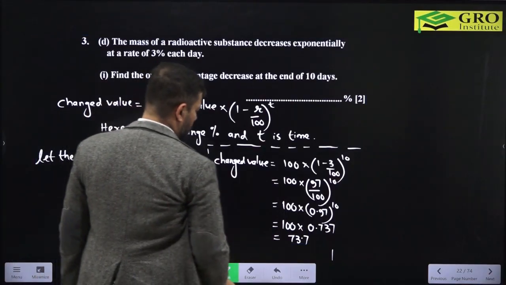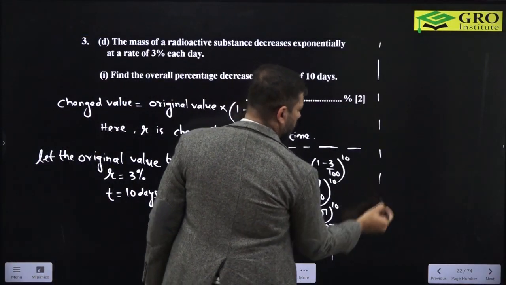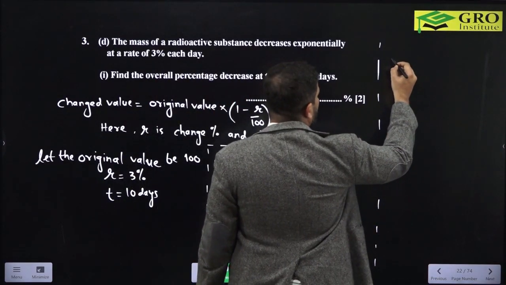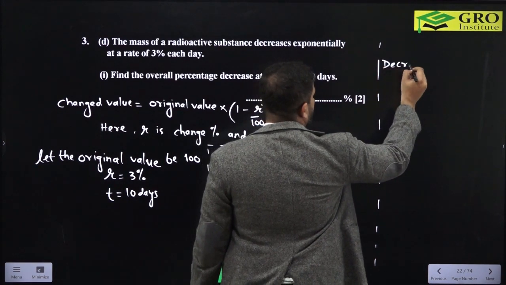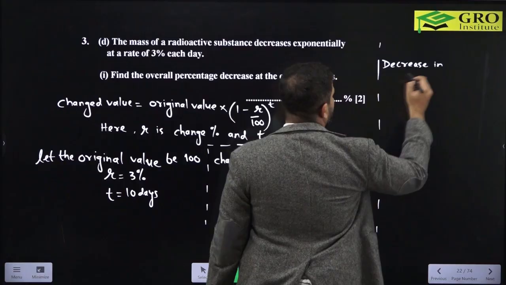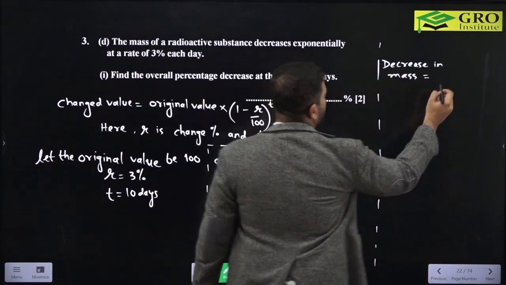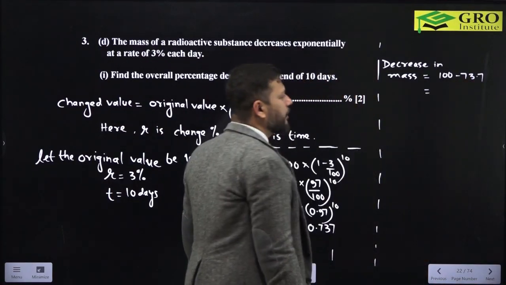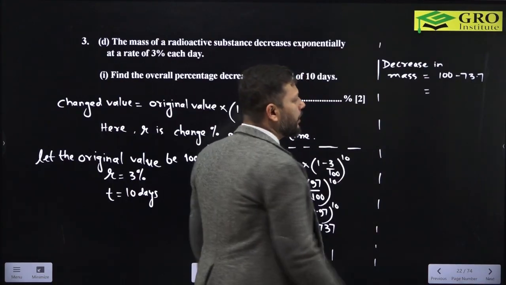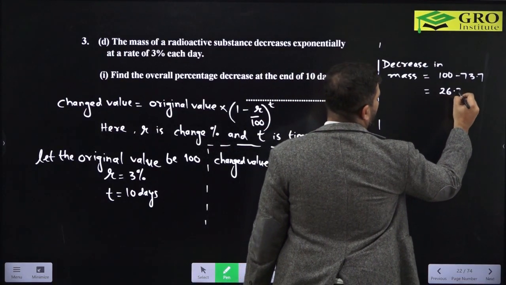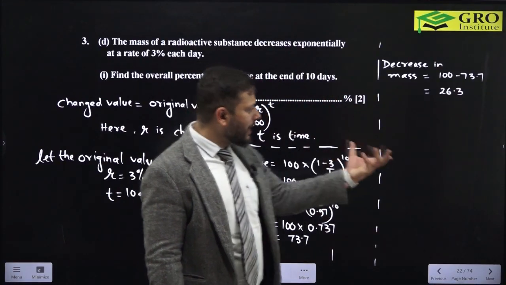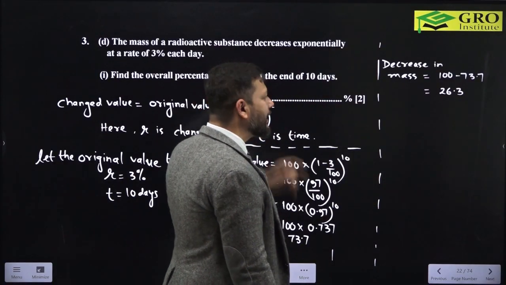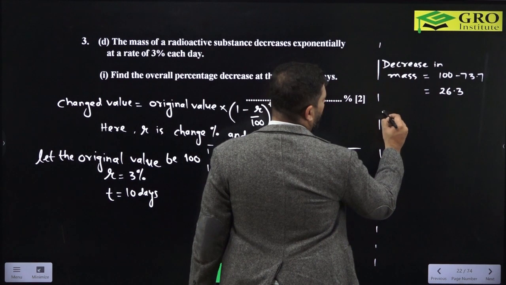Yes, much better. And now I will solve it here. So how much of the amount has already been reduced? So if I write it, decrease in mass, better would be decrease in mass is simply 100 minus 73.7. And what would be the difference? If I find it out, it is going to be 26.3. Right, guys? The decrease in mass is 26.3 units. So we need to find out the overall percentage decrease. So percentage decrease will be what? Let us write.